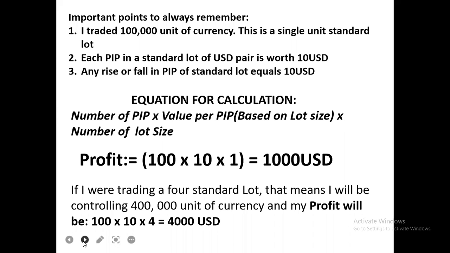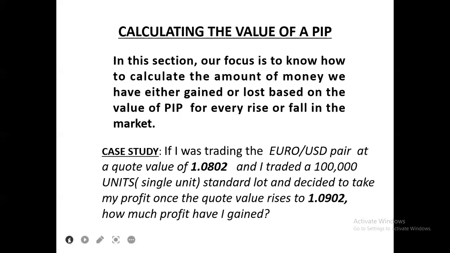The equation becomes number of pips times value per pip based on the lot size times the number of lot sizes. So I'll take it again. The number of pips times the value of pip based on the lot size, times the number of lot sizes. So in the case study, if you notice, the movement from 1.0802 to 1.0902 is actually a change on the third column from left to right.